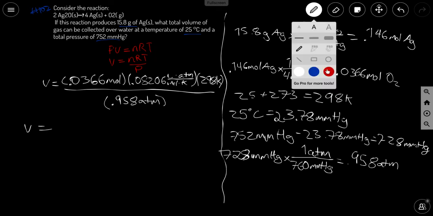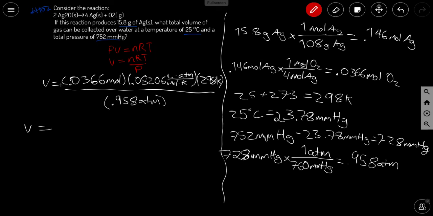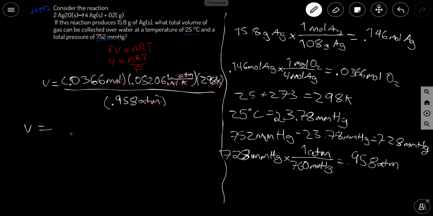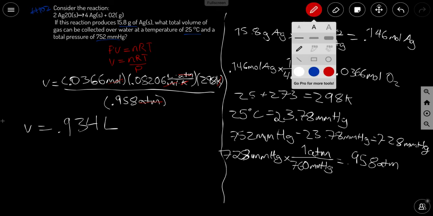And notice that all the units should cancel except the one that we want, which is liters. So once you go ahead and plug everything into your calculator, you should get around 9.34 liters. And that right there is the answer.